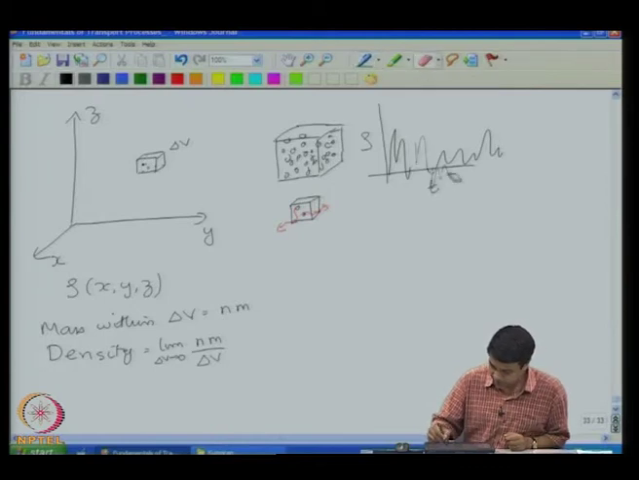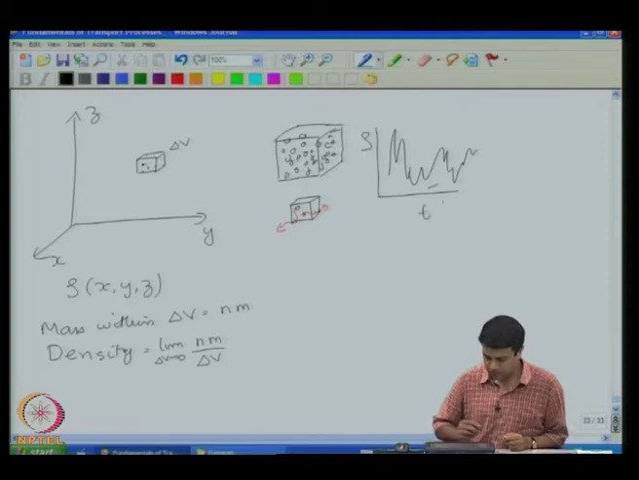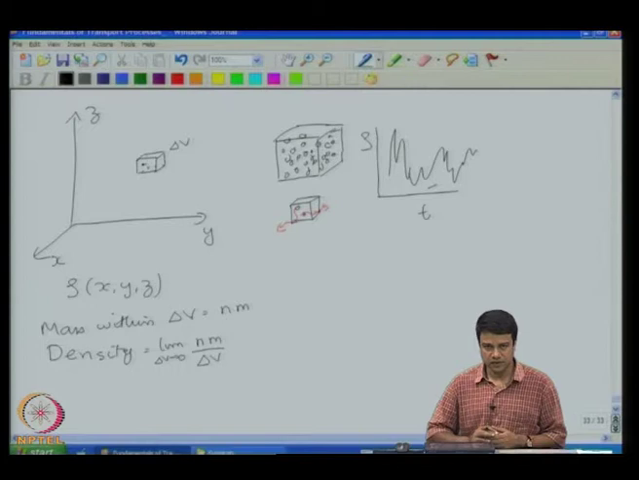It cannot go negative. So, you will undergo fluctuations in time. When a molecule is in, you will get a larger density. When a molecule is out, you will get a small density. So, obviously, this volume cannot be as small as a molecular size or even a mean free path.